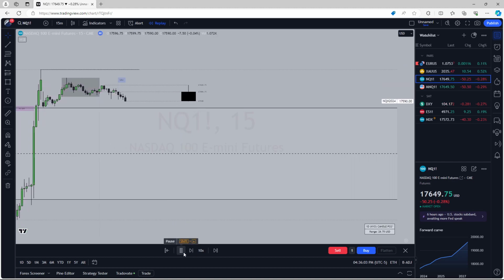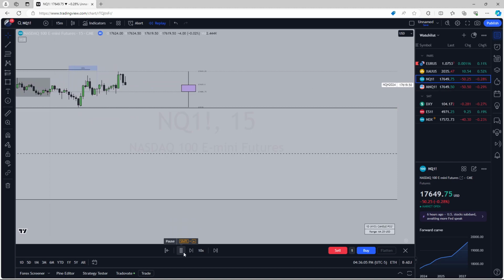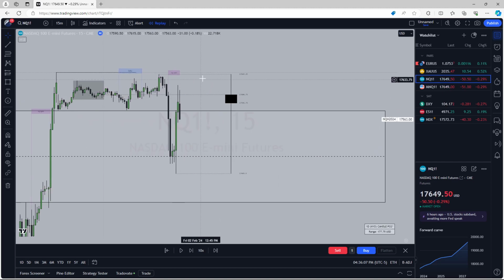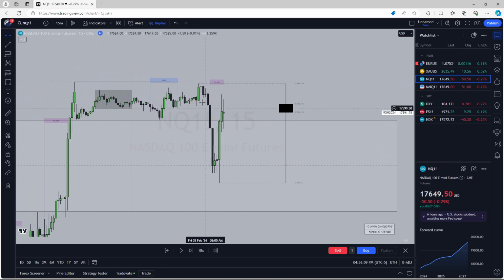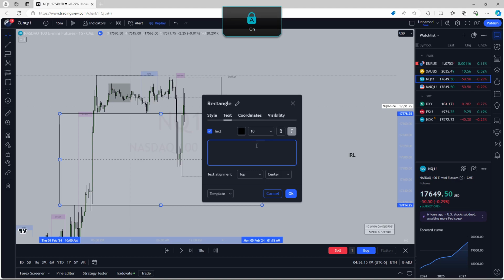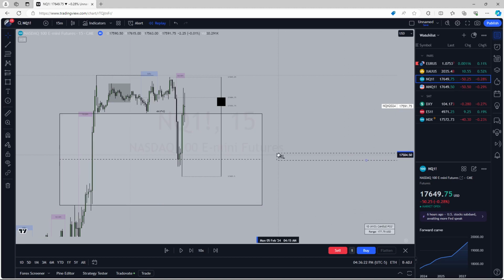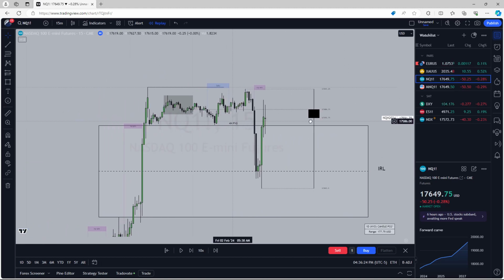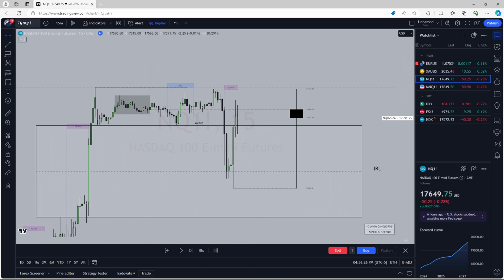I'll let it play out. I'll let price play out. What do we have here? Price dips into the 4-hour imbalance, right? This is the 4-hour fair value gap. Let me write that down. FVG. Right here. This is our 4-hour FVG, right?